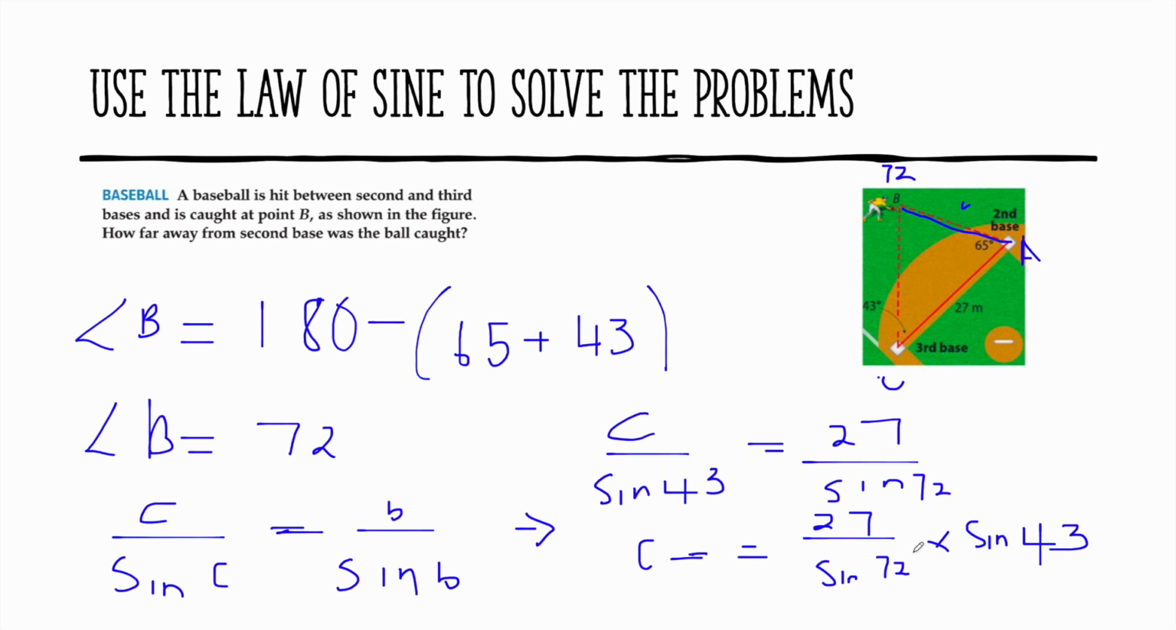All right, so c will be equal to, let's just put it in the calculator, 27 sine 72 multiplied by sine 43. This will give you 19.36. So let's say 19.4. Okay, so here it will be correct, a distance of 19.4.